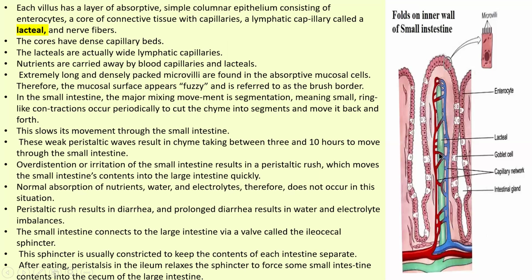Extremely long and densely packed microvilli are found in the absorptive mucosa cell. Therefore, the mucosa surface appears fuzzy and is referred to as brush border because of the presence of microvilli. In the small intestine, the major mixing movement is segmentation, meaning small ring-like contractions occur periodically to cut the chyme into segments and move it back and forth. So this slows its movement through the small intestine.